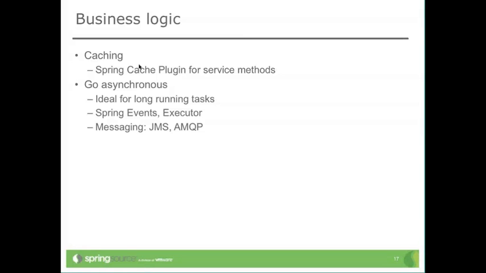And then you can go up a level if you need to offload jobs to external systems. Then you can use messaging, so you have the JMS plugin, or you can use AMQP via the RabbitMQ plugin. So various options available.